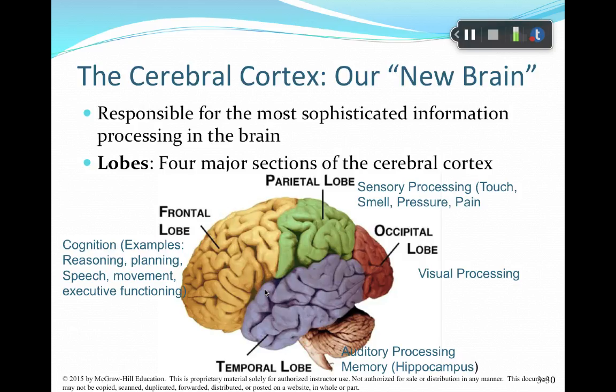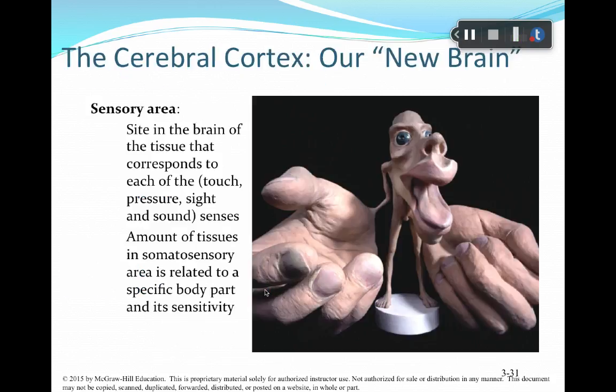So the cerebral cortex, our new brain, there are 4 lobes. There's the parietal lobe, and that's primarily responsible for sensory processing, touch, smell, pressure, pain. The occipital lobe, which is visual processing. Temporal lobe, auditory processing, hearing, memory. And the frontal lobe, which is cognition, which can be described as reasoning, planning, executive functioning, speech, movement, making decisions.